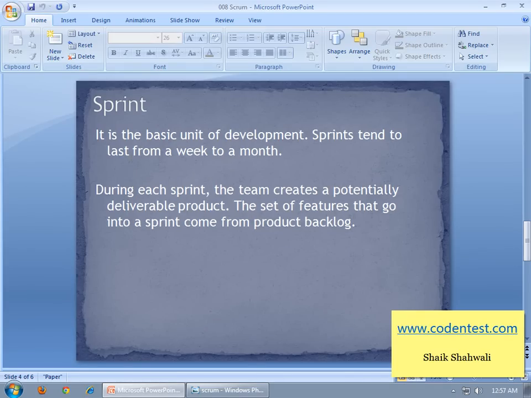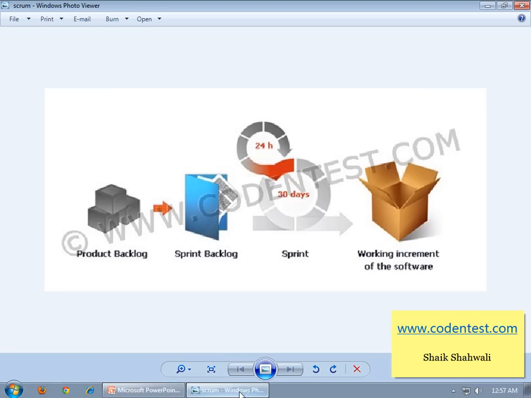See the diagram. This is sprint. The actual work takes place here. And it lasts between 1 week and 1 month. And during each sprint, a workable software is delivered.